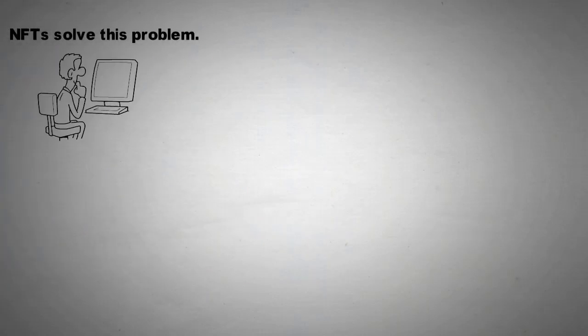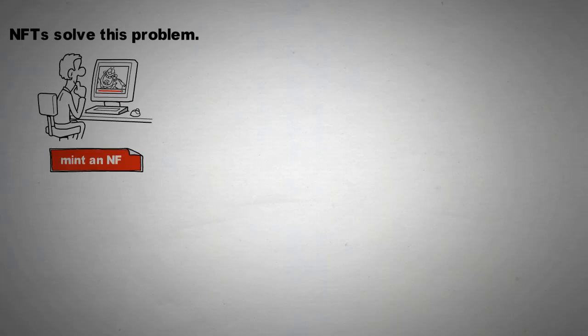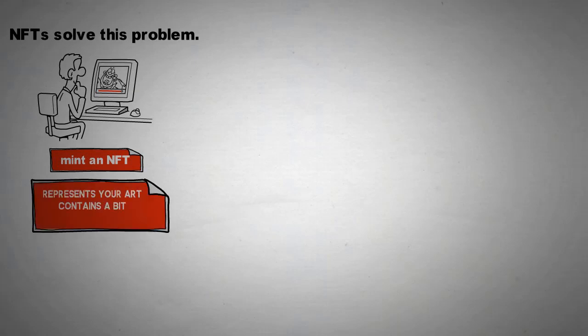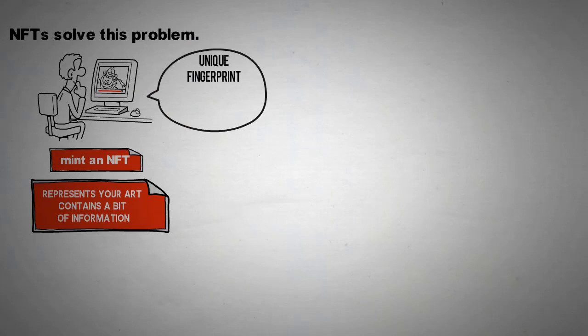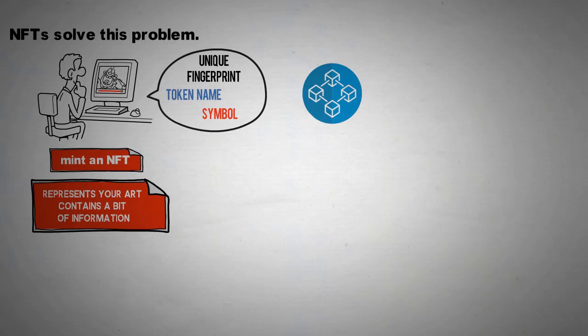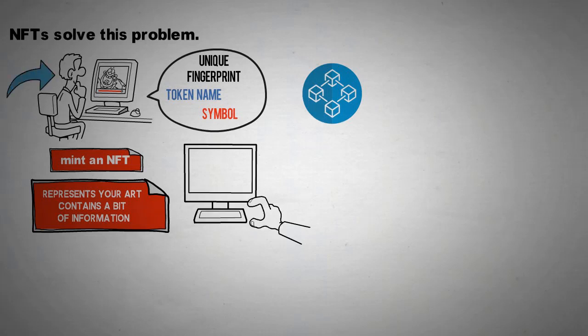Imagine that you made a piece of digital art, essentially a JPG, on your computer. You can create or mint an NFT out of this. The NFT that represents your art contains a bit of information about it, such as the unique fingerprint of the file, a token name, and the symbol. This token is then stored onto a blockchain, and you, the artist, become the owner. Now you can sell the token by creating a transaction on the blockchain.